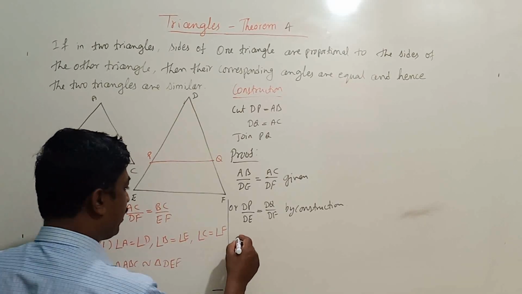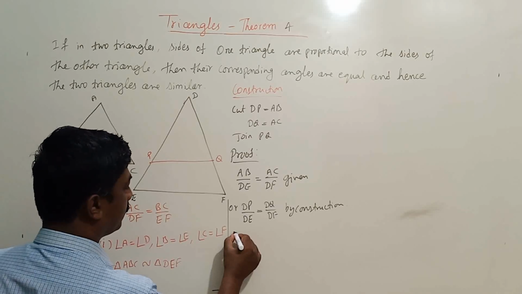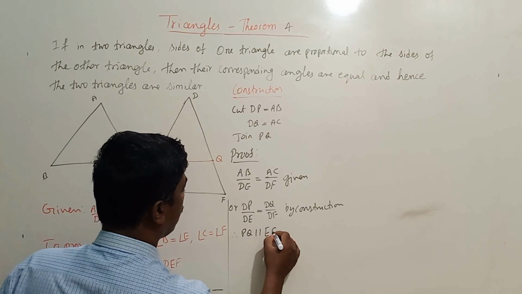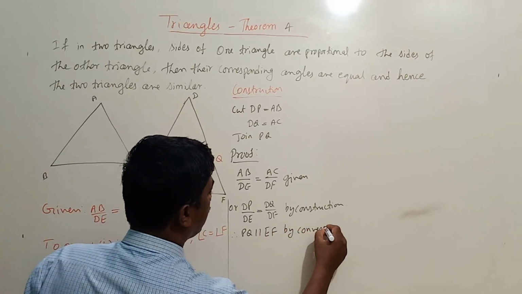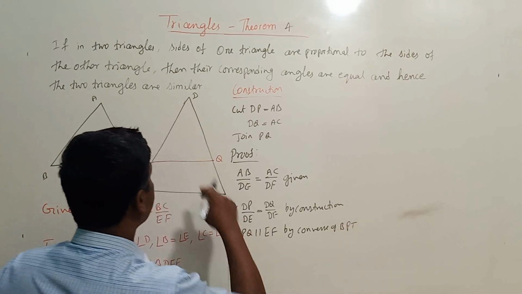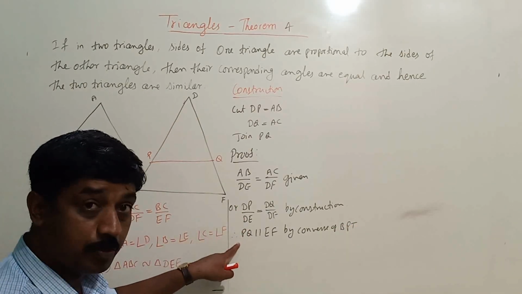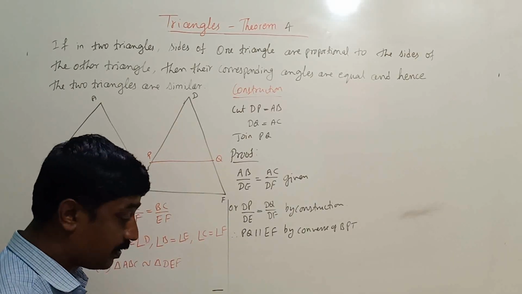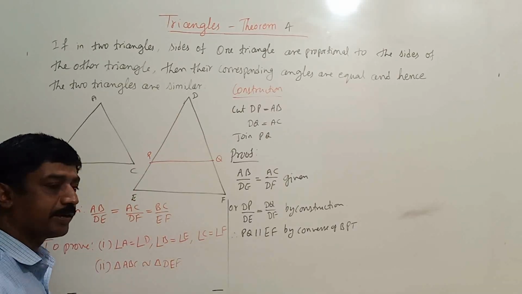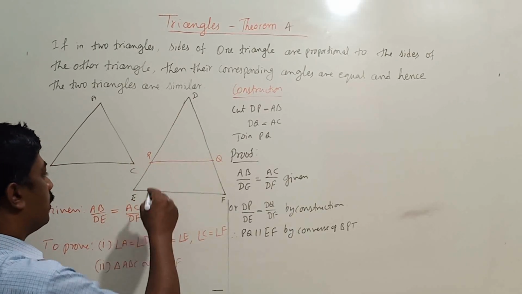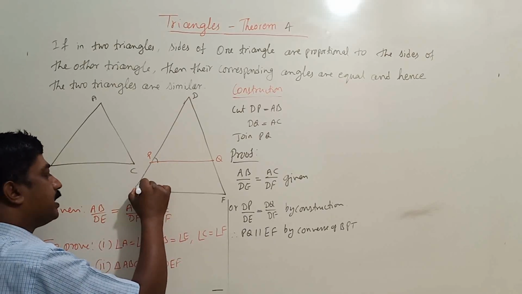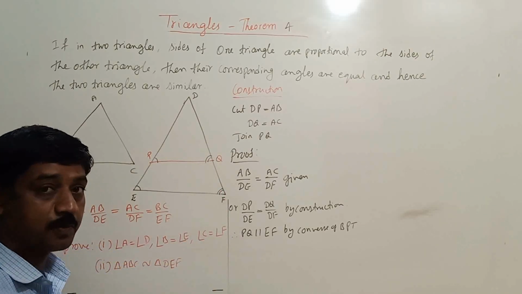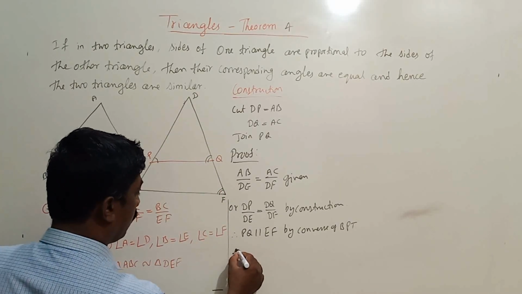Got it? So what I can write here? Okay. So therefore, what? PQ is parallel to EF. How? By converse of BPT in this triangle. Got the point here? Now, why we took this PQ is parallel to EF? With the help of that only, we are going to prove that the corresponding angles are equal. But how? We can see that P is equal to E, corresponding angles, and Q is equal to F, corresponding angles.